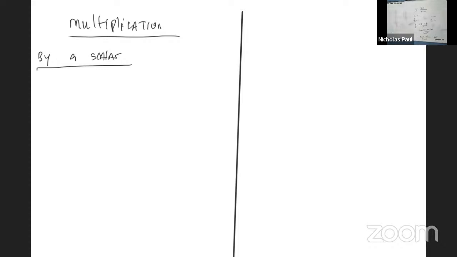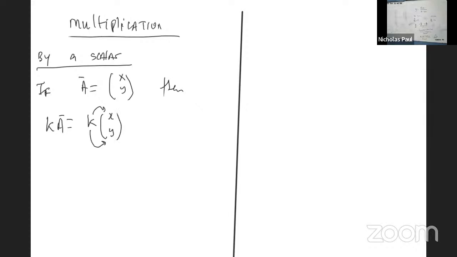Right. So if you multiply by a scalar, let's say we have something like this, right? The vector A is (x, y). Then if I ask you for the vector kA, that'll be k times (x, y). Right? Real easy. You're multiplying k by x and k by y. So you'll get (kx, ky). That's okay?